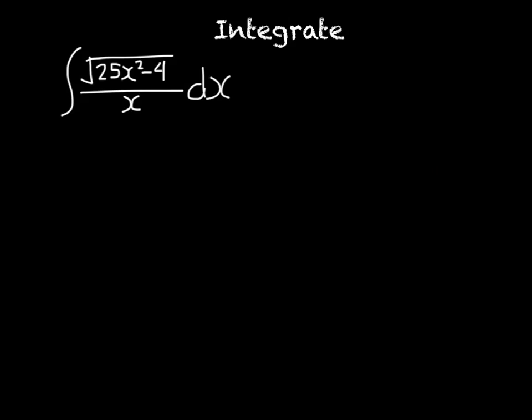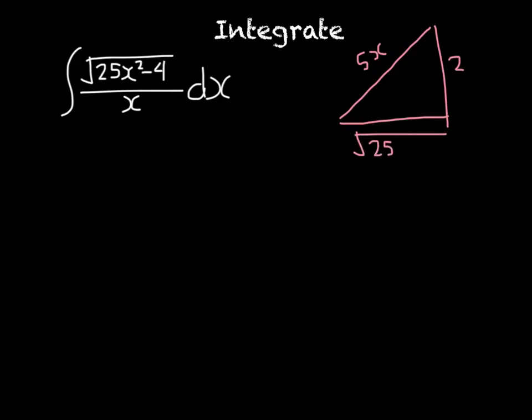This integral is going to involve a trig substitution. So note that we have something in the form x squared minus a squared. What you can do is draw our little right triangle. Our hypotenuse will be 5x, one of the legs will be 2, and so that leaves our other leg as the square root of 25x squared minus 4. Now we'll label theta.